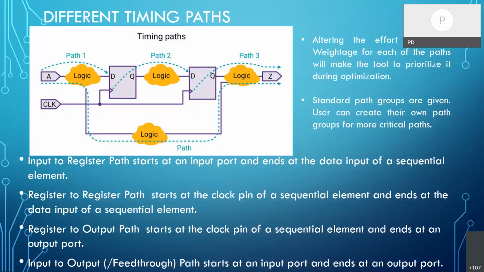For example, all the paths coming from the input to the input of the register are called input to register paths, and whichever is communicating between the register to register, clock to the D pin path, is called register to register, and from the register to output path. And directly there will be some paths which are not going through any logic, from the input to the output, those are input to output paths.